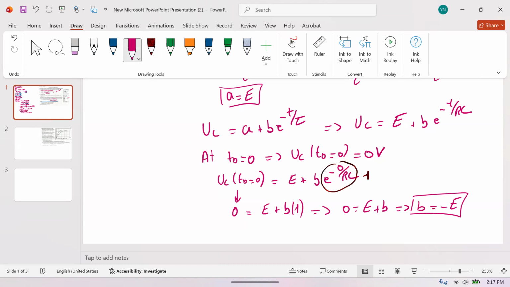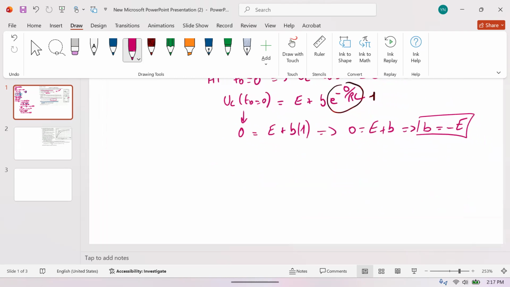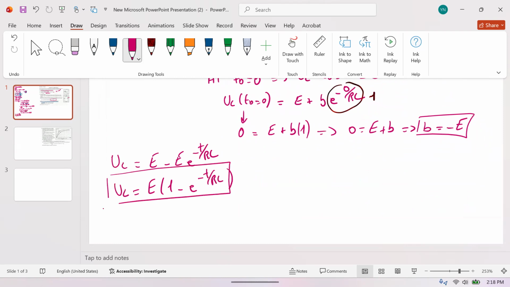I didn't talk about that in my last video. This is really important. It has its own solution. You cannot not write this answer because you will lose some marks, okay? Now at the end, we rewrite the complete solution: E minus E e to the power of minus t over tau, which is RC, and we can take E as a common factor, which is an expression that we know, so we know that we are correct and we solved everything correctly.